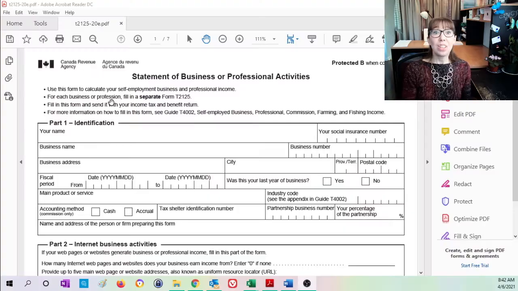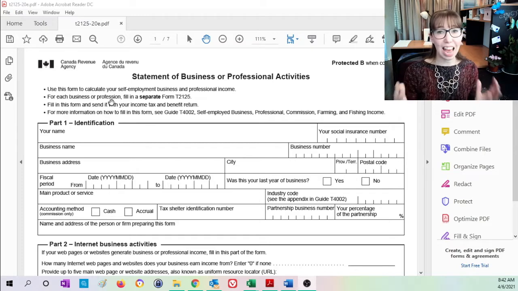Whether you are planning on doing your own taxes this year, or if you are planning on using a tax preparer or an accountant to file your taxes this year, it is very helpful to know about this T2125 form and what totals are needed to create it. What better way than to share my process? Let's get started. So this is the end goal.